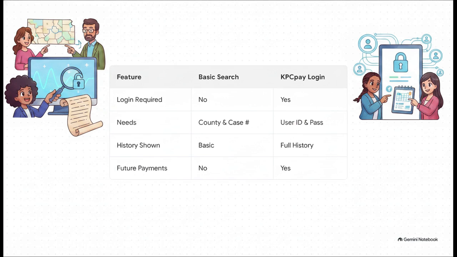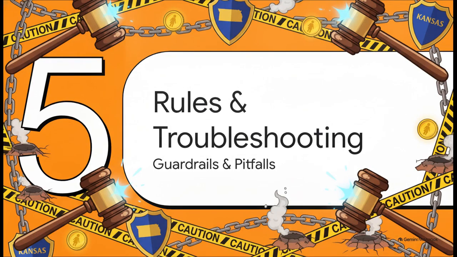But if you want the whole shebang, you'll use your KPC Pay account login. Yes, it requires your username and password, but it unlocks your entire payment history. It even lets you schedule and view future dated payments up to 180 days in advance. I mean, that level of control is just a massive game changer for your personal budgeting. Which brings us to Section 5, Important Rules and Troubleshooting.